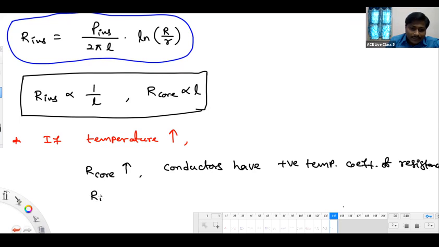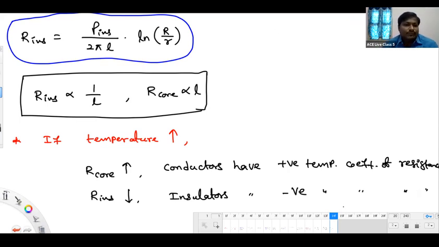What about the insulation resistance? Anybody? Tell me. Insulation resistance will decrease because insulators have a negative temperature coefficient of resistance. So these are the variations in the core resistance and insulation resistance with respect to temperature.